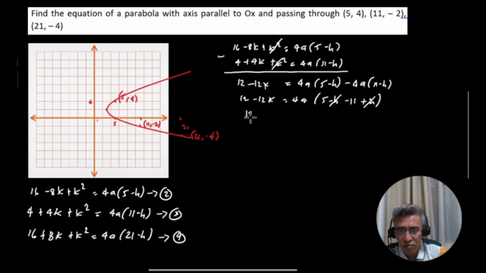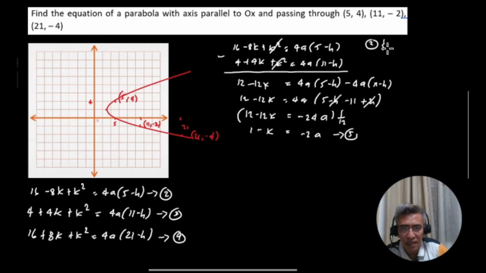And this will be 12 minus 12k equal to 4 times (5 minus 11), which is negative 6 times 4, that's negative 24a. And we divide everything by 12. This will be 12 over 12, that's 1, minus 12k over 12, that's negative k. And negative 24 divided by 12, that's negative 2a. And this is equation 5.